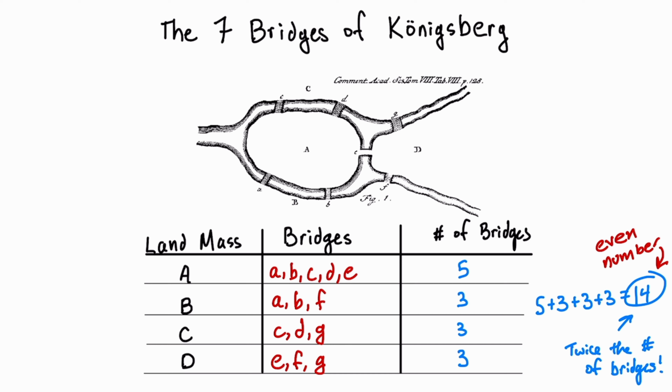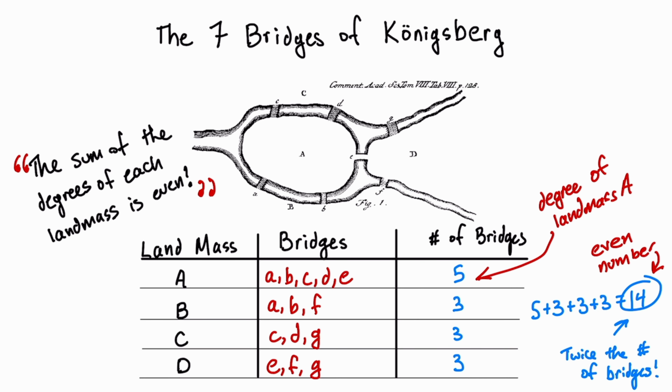So what does degree have to do with this? Well, the number of bridges connected to each landmass is the degree. So 5 is the degree of landmass A. What we've done is given something a name. The number of bridges connected to a landmass is called the degree of the landmass. And it allows us to write the statement, the sum of the number of bridges connected to each landmass is always an even number, a little bit more compactly. So we can say the sum of the degrees of each landmass is even. And we've now got a theorem about all configurations of bridges and landmasses.